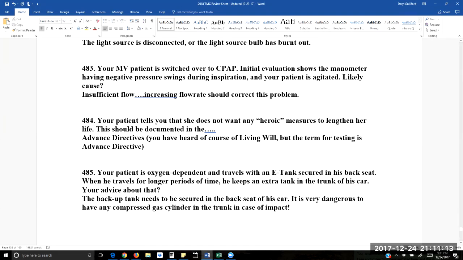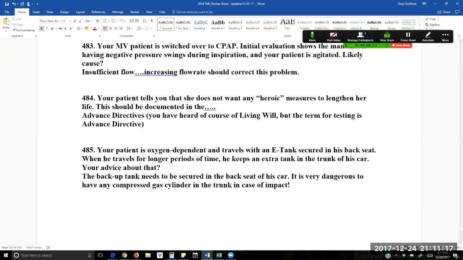Number 484, your patient tells you she does not want any heroic measures to lengthen her life. This should be documented in advanced directives. Advanced directives are where we document this. You probably have heard it called living will, and that's correct, but the official term is advanced directive.